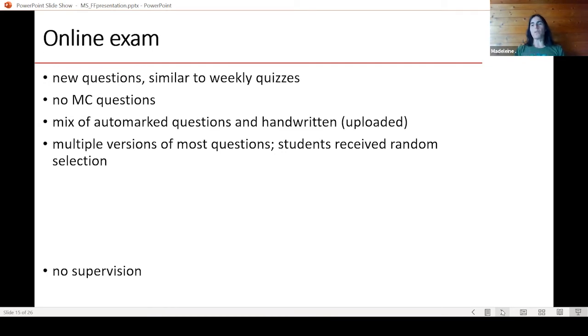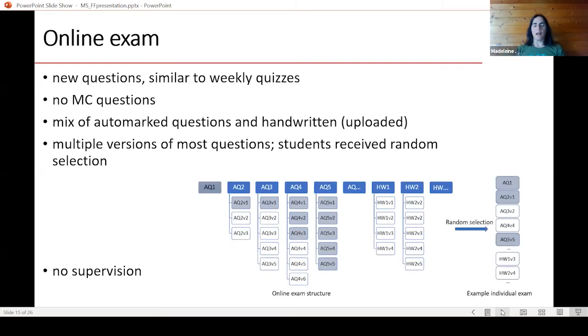We wrote pools of almost all of the questions, and the exam was run in a completely unsupervised environment. What I've shown here is a schematic. AQ are the automatically marked questions, and you see there were pools of questions. HW are the handwritten questions, and each student then received a randomly generated exam with one question out of each pool.